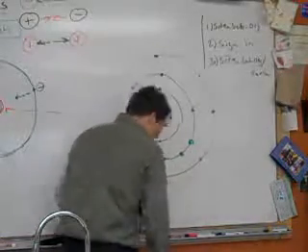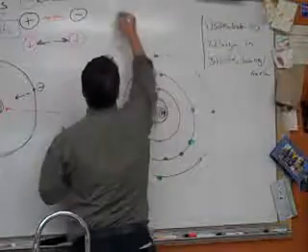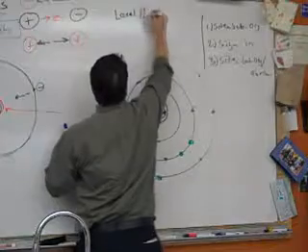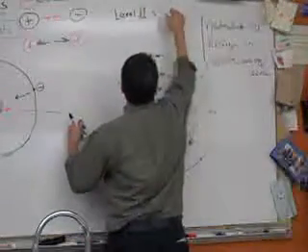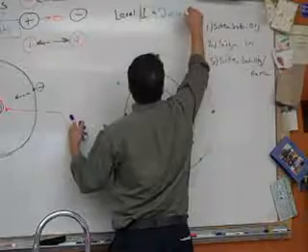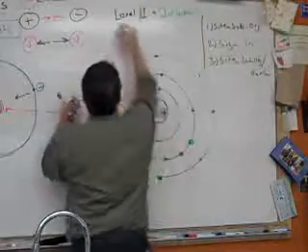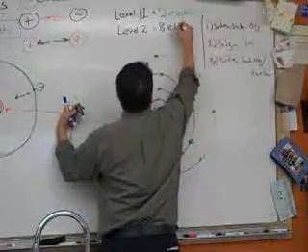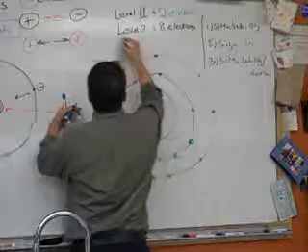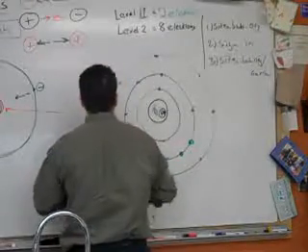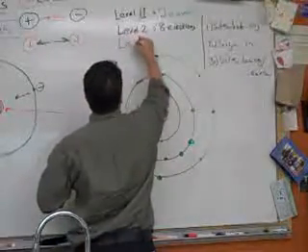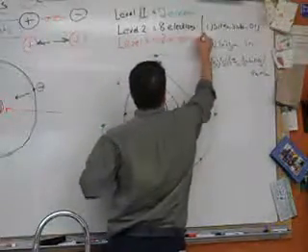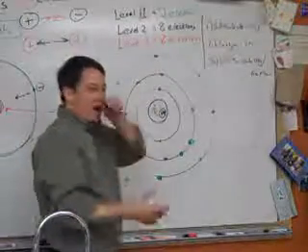Level 1 holds 2 electrons. Level 2 holds 8 electrons. And level 3 also holds 8 electrons. Though, as Ethan said, there are more than that, but that's alright.